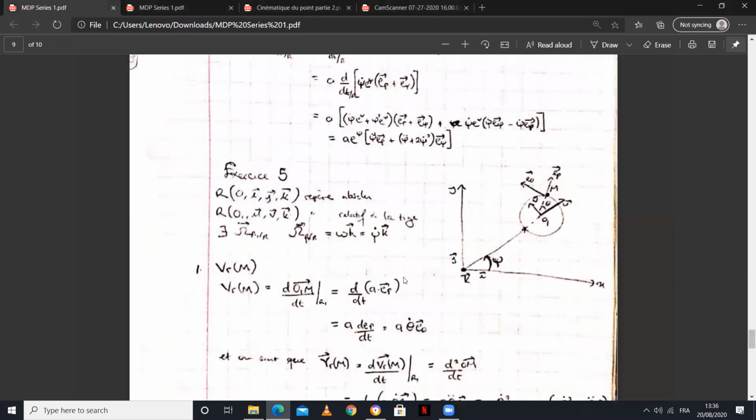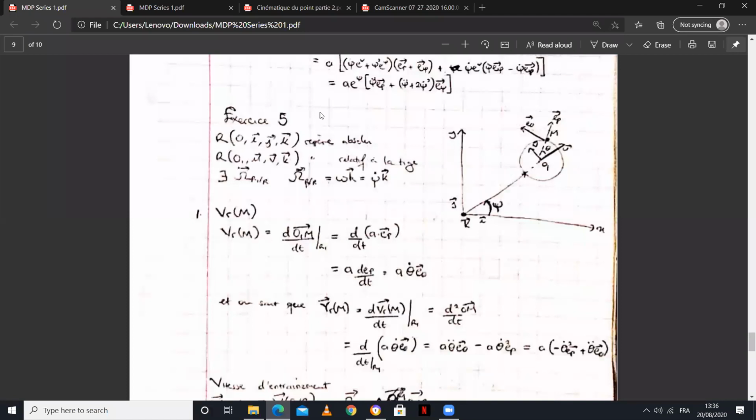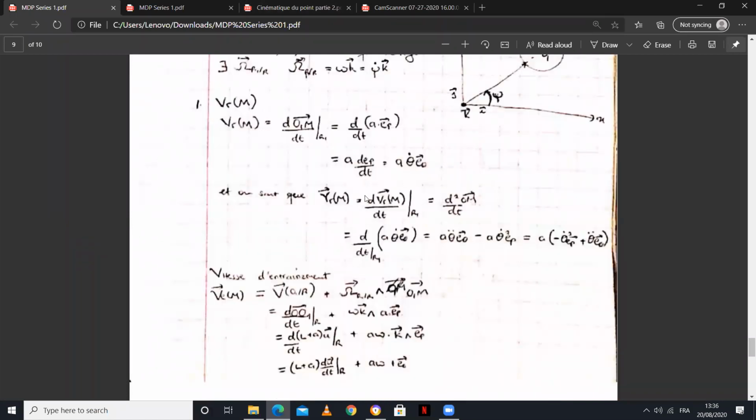So this is going to be our vitesse relative. Then we calculate our gamma relative. Gamma relative will just be deriving vitesse relative, and still we're deriving it in R1. So we have our vitesse relative as this expression here, a theta point e theta. We're going to derive this again. Theta point is varying, e theta is still varying. So we derive theta point, we'll have a theta 2 point e theta minus, and we are going to derive e theta again.